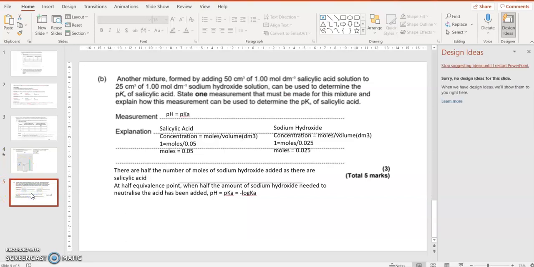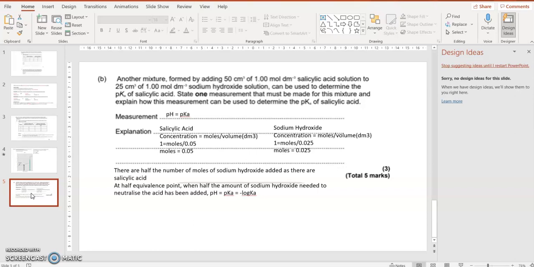Let's have a quick look at this one then. What would you measure? Well, you'd measure the pH. And if you actually calculate the salicylic acid, the number of moles is 0.05. The number of moles of sodium hydroxide is 0.025. Well, you've got half the number of moles of sodium hydroxide as salicylic acid, so if you measure the pH at that point, then pH is going to be equal to pKa.